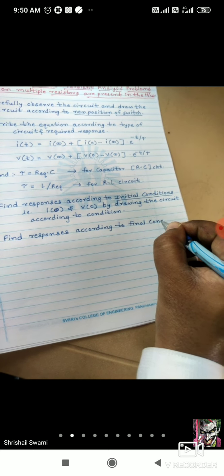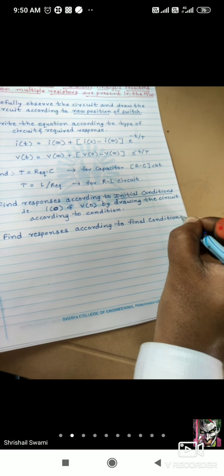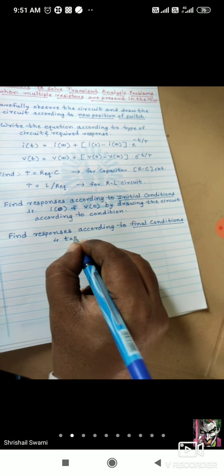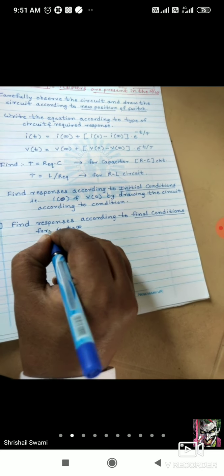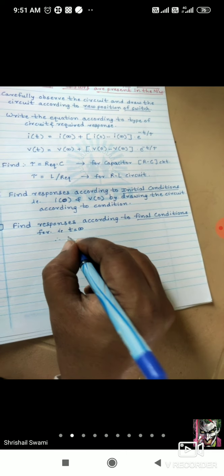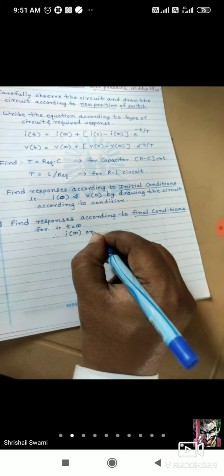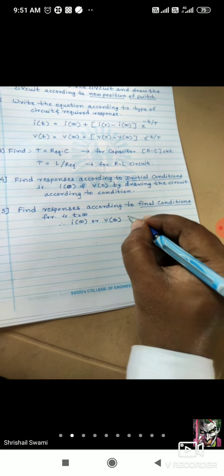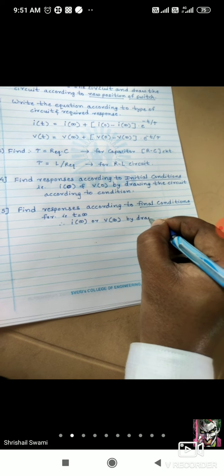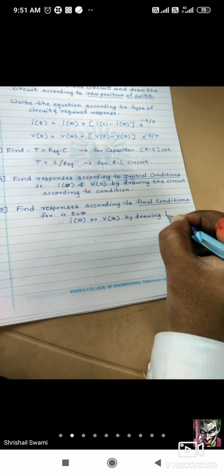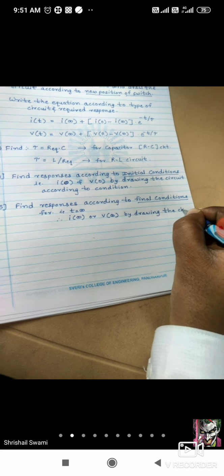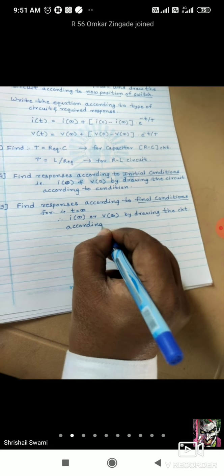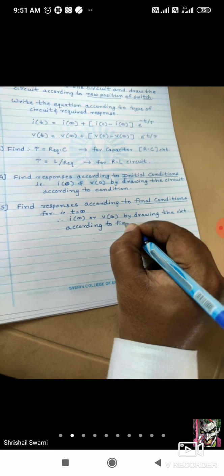So final conditions means it may be the previous condition or after infinite time, that is t equal to infinity. Therefore, you can find I of infinity or V of infinity, that you have to find out, by drawing the circuit according to the condition, according to the final condition.